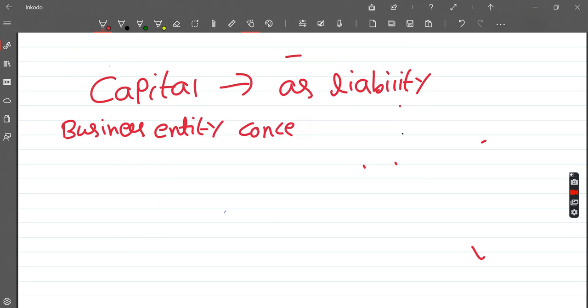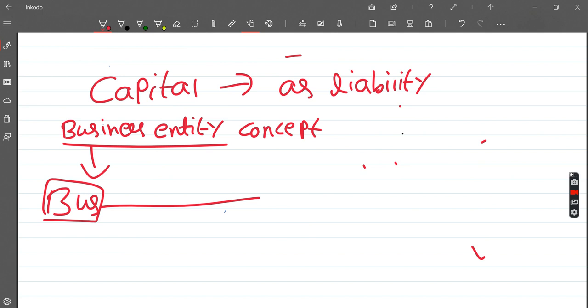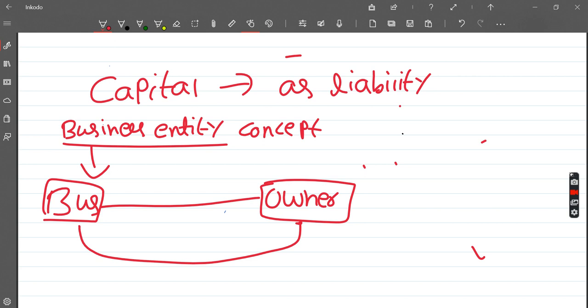According to this concept, business is different and owner is different. They are not the same. Now the owner is giving money to the business, let's say 50,000. So what do we call this? We call this capital, right? The owner is giving capital to the business, which is 50,000.